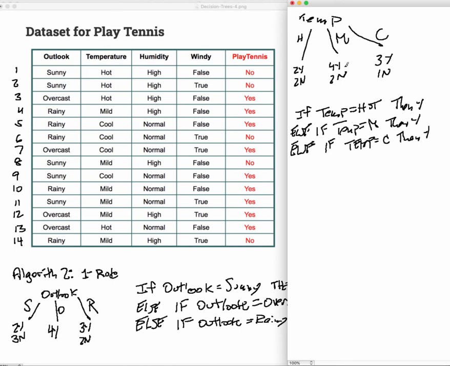Well, I'm going to get 2 plus 6 plus 9. This is 9 over 14, which is just what we got with majority rule. Notice that this is not as accurate as Outlook. So far, Outlook is good. I'm going to come over here and do this for humidity.